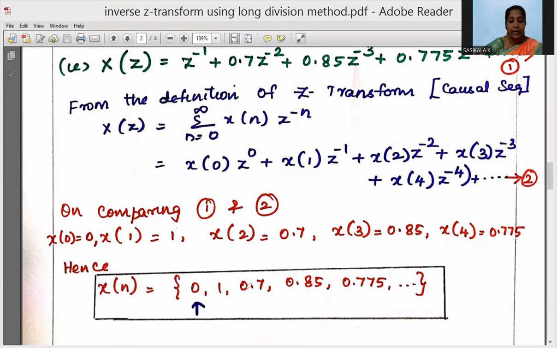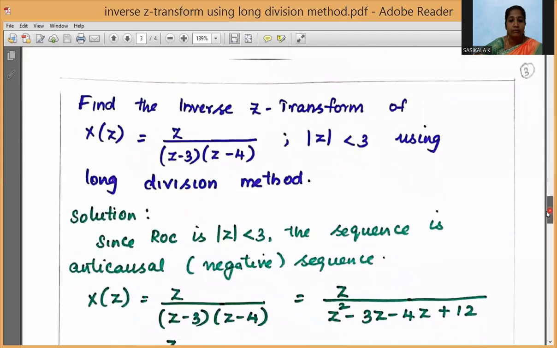Okay, and here you will be getting only the x of 1, x of 2, x of 3, x of 4, meaning that this is n is equal to 0, n is equal to 1, n is equal to 2, n is equal to 3, n is equal to 4. So you will be getting only positive side sequence, which means that it is a causal sequence. Next, we'll go to another problem.